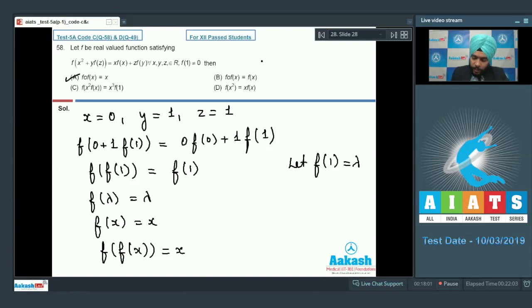Option number A is correct. Option number B is correct. Option number C, f of x square into f(x), so f(x) is x, is equal to x cube into f1. f1 is 1. Correct. So f of x square is simply x square. X into x is x square. So it is correct. All four options are correct. Answer is A, B, C, D. Let us move on to the next section which contains match the column type problems.